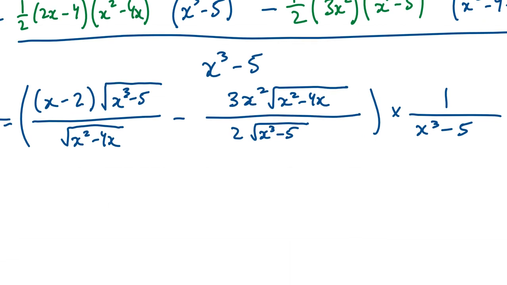And now we got to turn this whole thing into one fraction. Yikes. So I'm going to multiply the left one by 2 root x cubed minus 5 over 2 root x cubed minus 5. And I'm going to multiply the right one by root x squared minus 4 over root x squared minus 4x to get a common denominator. And I made a mistake already. 2x minus 2.